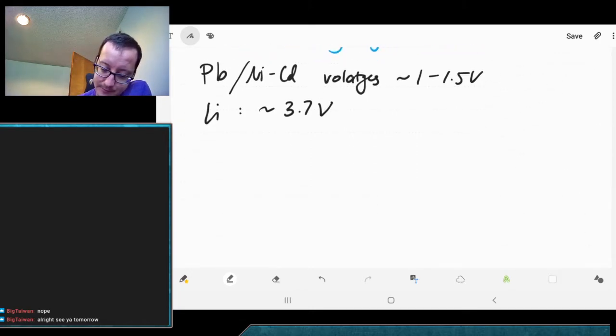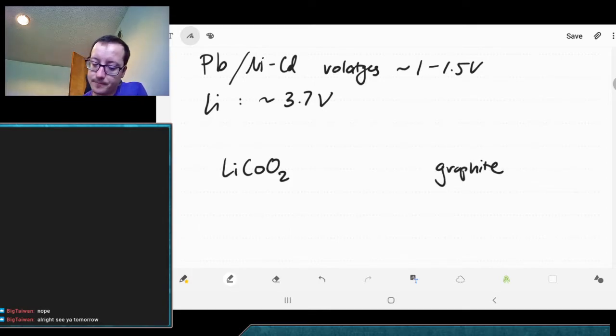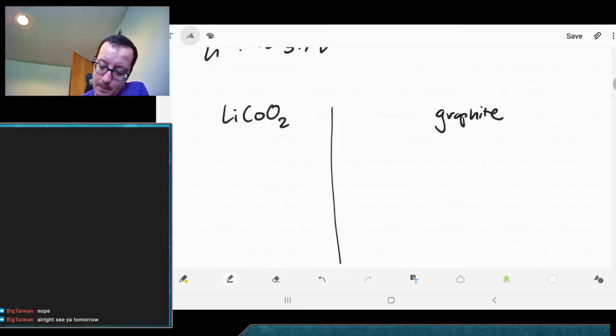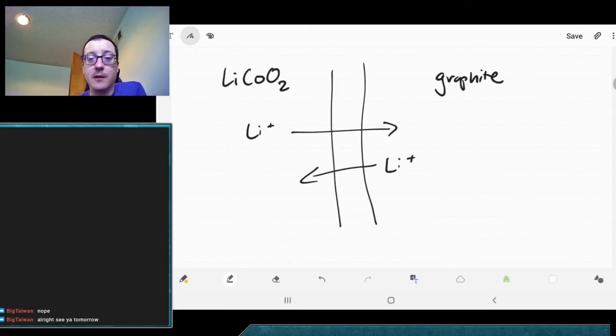So how do these work? Typically you'll have no O2. You'll have a cobalt based electrode and you'll have graphite as your other electrode. You have this area in the middle that is permeable. Lithium will just migrate back and forth as the battery is charged or discharged.